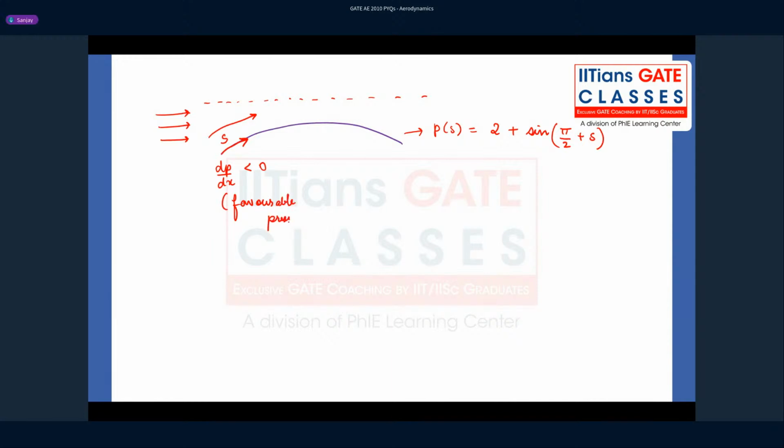Favorable pressure gradient. And you see that once the flow comes here, the pressure keeps on decreasing. At a point, you'll see that pressure becomes minimum. You will find P minimum, and then you see that it is diverging, right? So because it is diverging, your pressure gradient now starts to increase. So this is adverse pressure gradient.